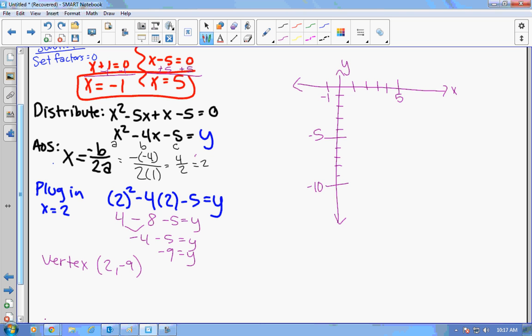Once you have the 3 points, with the vertex being the middle one, you can graph the curve. So we have intercepts here at -1 and 5, and (2, -9). So we can graph the parabola.